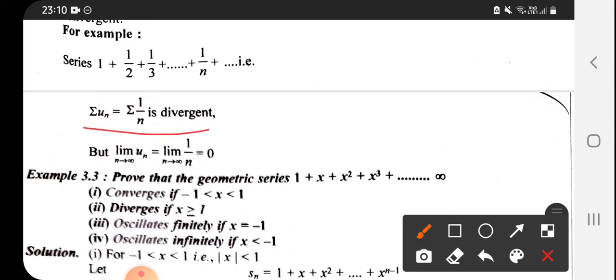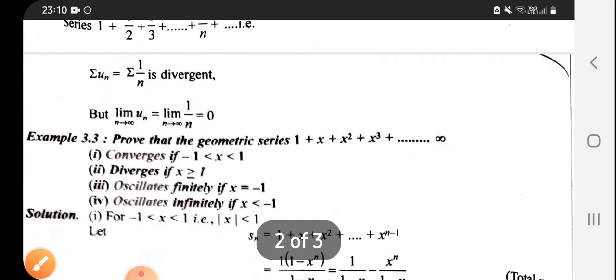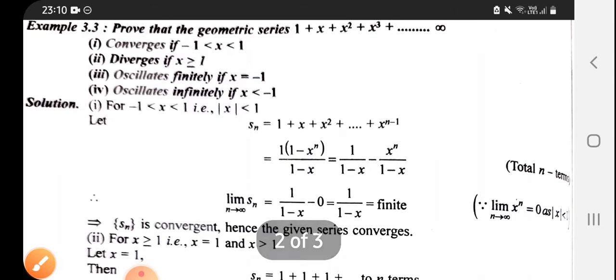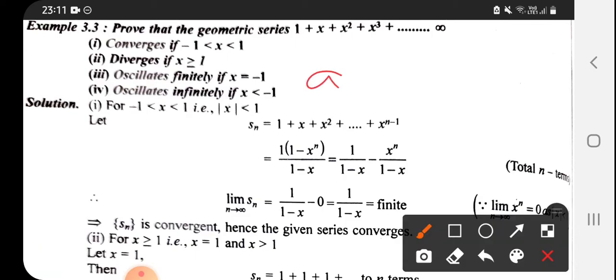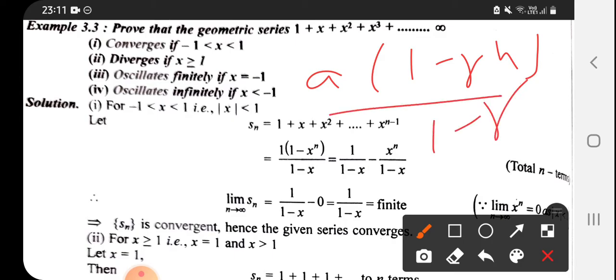Now some proof that the geometric series 1 plus x plus x square plus x cube up to infinity is convergent in this condition, divergent in this, oscillates finitely, oscillates infinitely. Now we see this is a geometric progression, and the sum of a geometric progression of n terms is a times 1 minus r to the power n divided by 1 minus r. r is the common ratio, that is x. We get by the sum formula this expression.